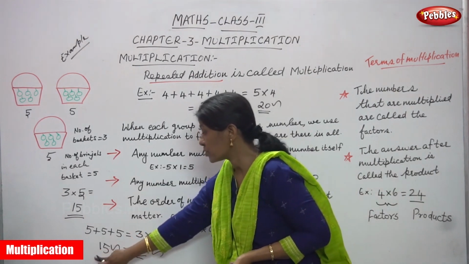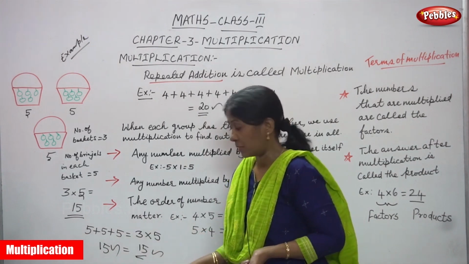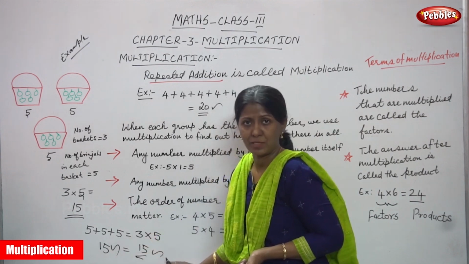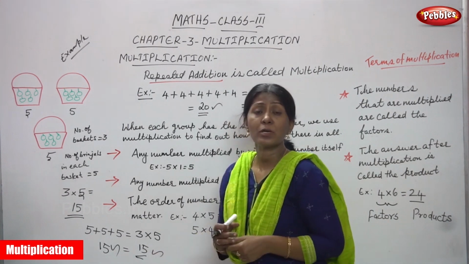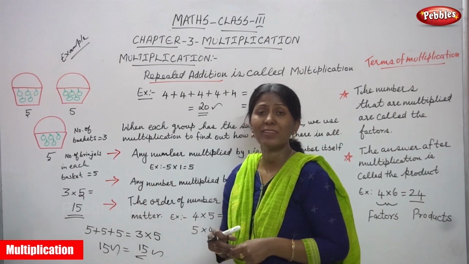Anyhow, this is repeated addition, otherwise we can call it the multiplication method. Both are similar. I used repeated addition here and here I have done a multiplication. So both are same, 15 is equal to 15. That means total number of brinjals is 15. I think you understand the live example very clearly.